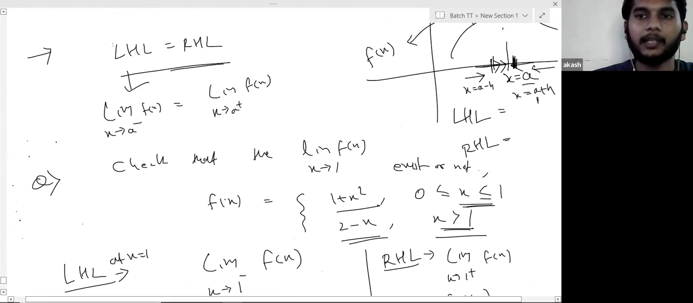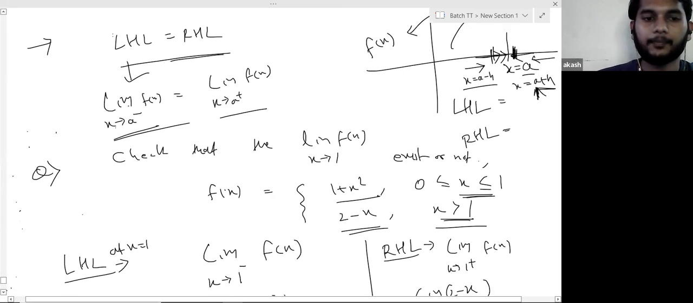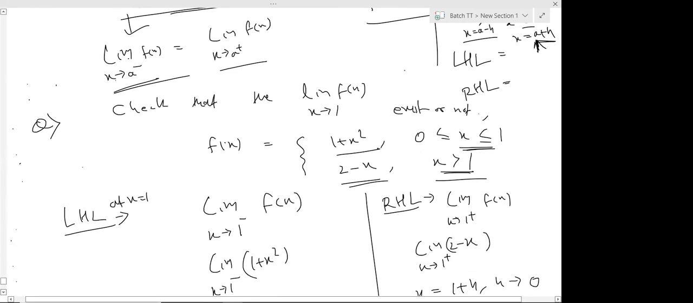If we are finding the limit at a point A, then RHL will be A plus h, slightly more than A. LHL will be A minus h, slightly less than A. So if the limit exists, then LHL will be equal to RHL. And this is how we write LHL: limit f of x tending to A minus, that means slightly less than A. A plus means slightly more than A. Is this clear, Kinza? Yes, sir.